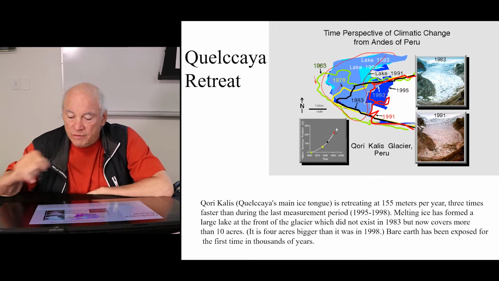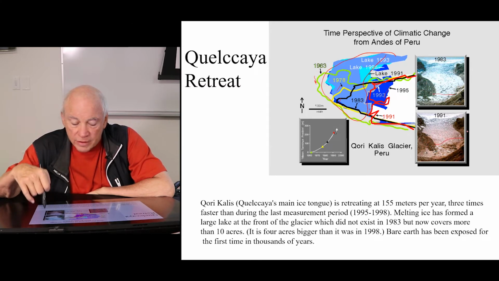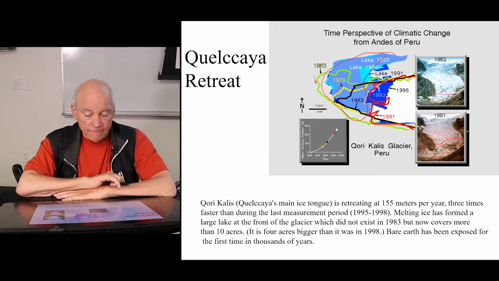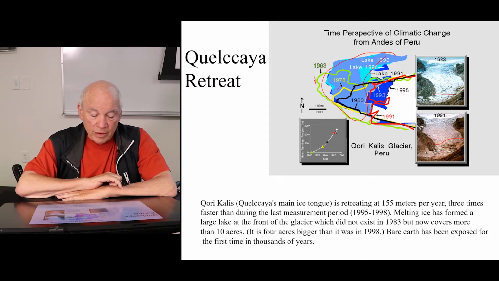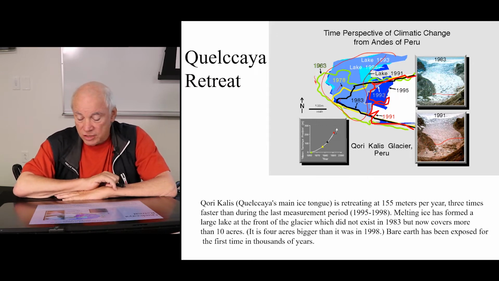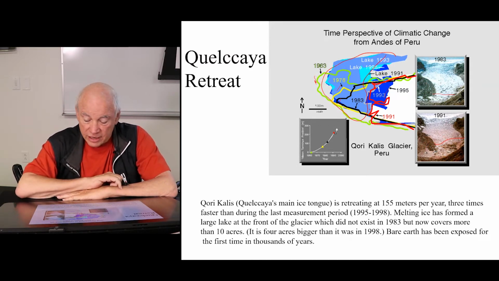So here we've got a picture of it in 1983. The ice is coming down to here or so, and now it's back here, 1991. So when we wrote this lecture, the main ice tongue was retreating at almost 150 meters per year, and that melting is producing this lake there.